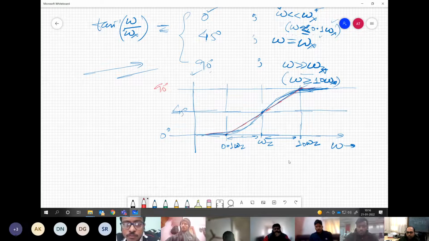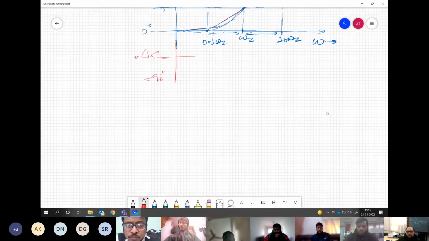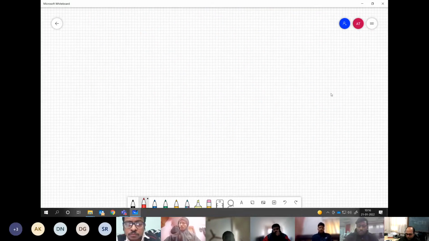So if we are drawing for a pole, obviously it will go from 0 degree to minus 90 degree, meeting minus 45 degree at omega equal to omega p. And if both are coming together, the cumulative effect can be joined together, depending on how and where these poles and zeros are located. Let us say I take an example of this transfer function.